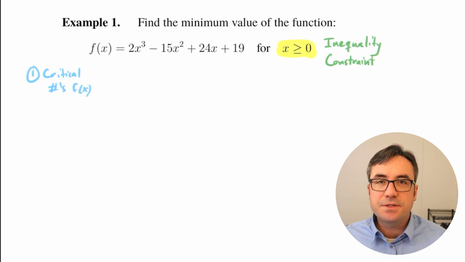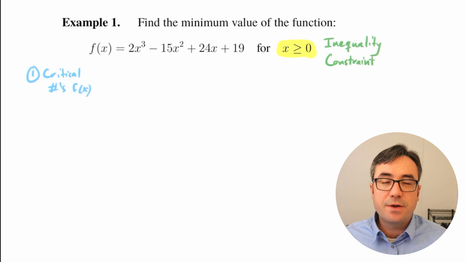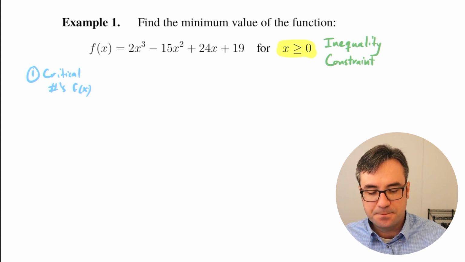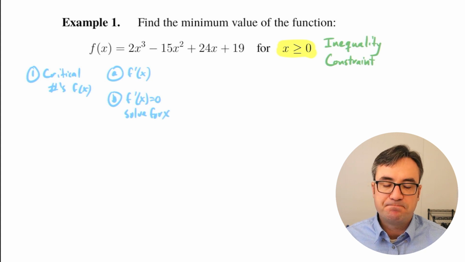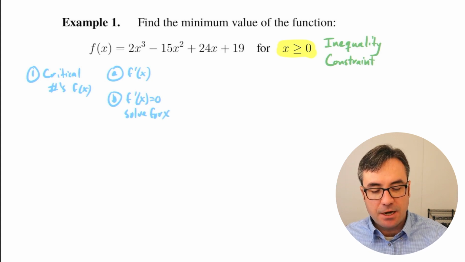The way we do this is we find the first derivative and then set the first derivative equal to 0 and solve for x. So we're going to calculate our first derivative, and then once we have that, we're going to set it equal to 0 and solve that for x. All right. Our usual steps. So let's try it out. Let's get our first derivative.